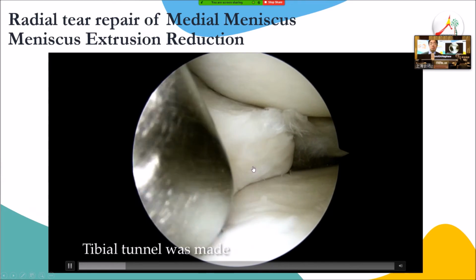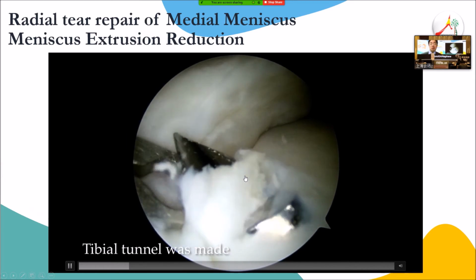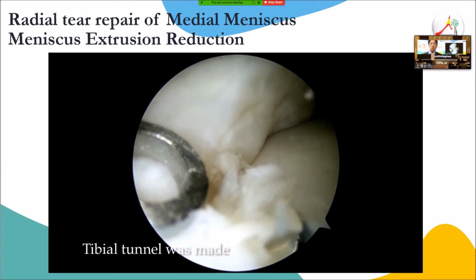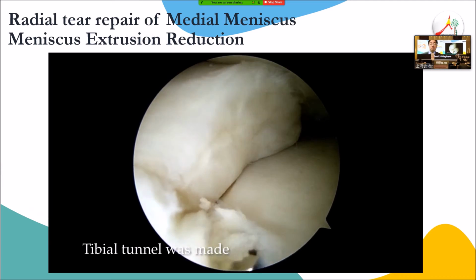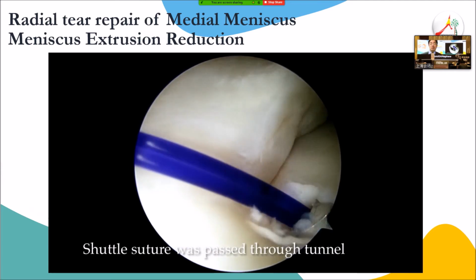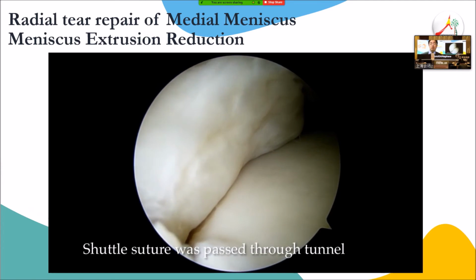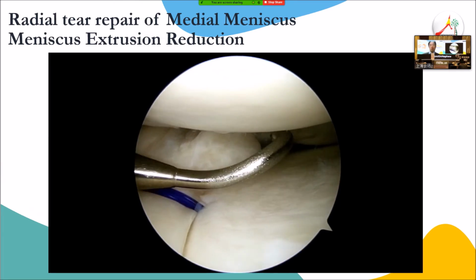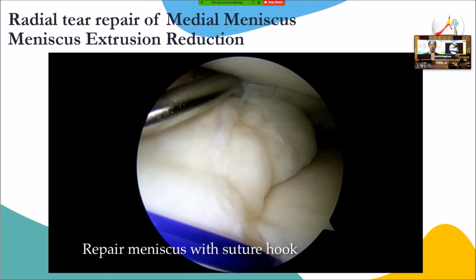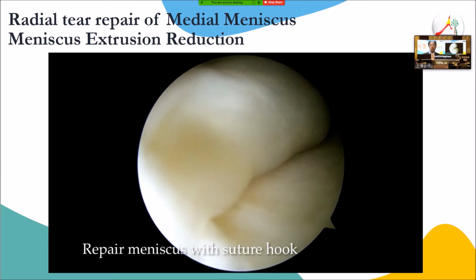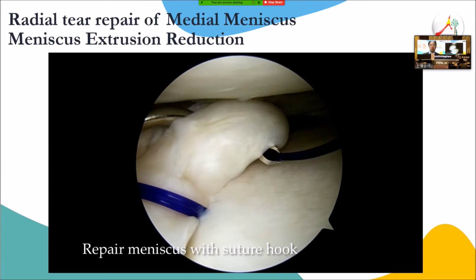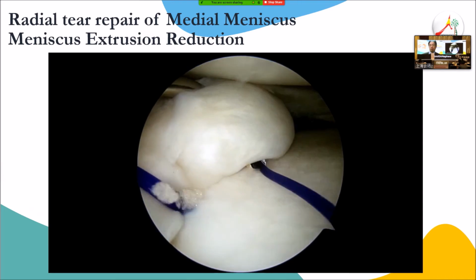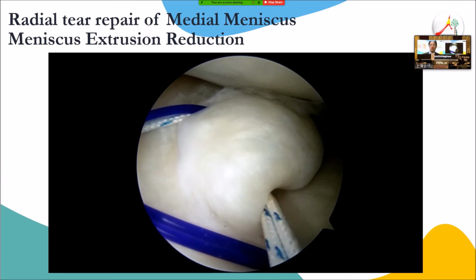You make a transosseous tunnel, okay, and drill the tunnels at the edge. Use an endo button rim, 4.5 millimeters, and pass the suture in like that. We use a medial portal, okay, and then use a suture hook. Okay, I always use 3 stitches. Okay, 1, 2, and 3. Okay, pass that and make a horizontal mattress like that.